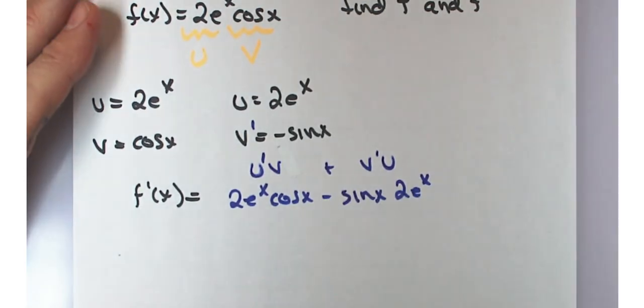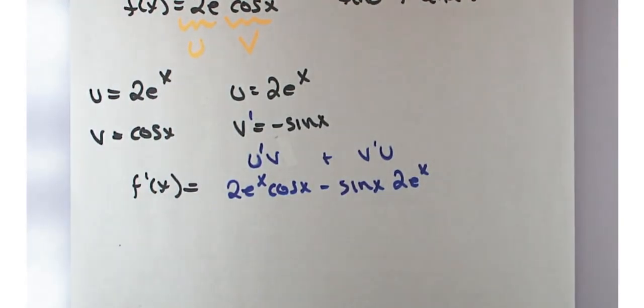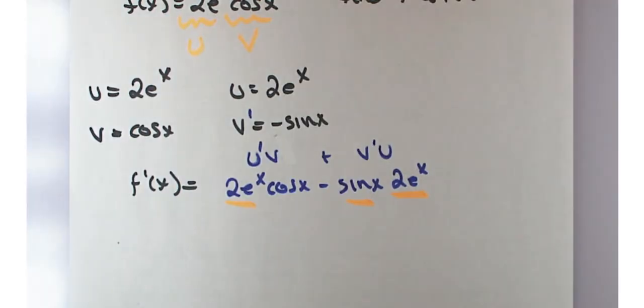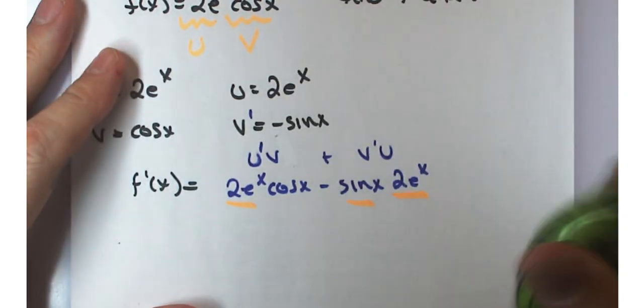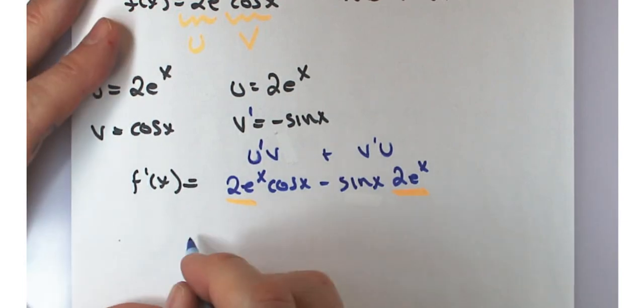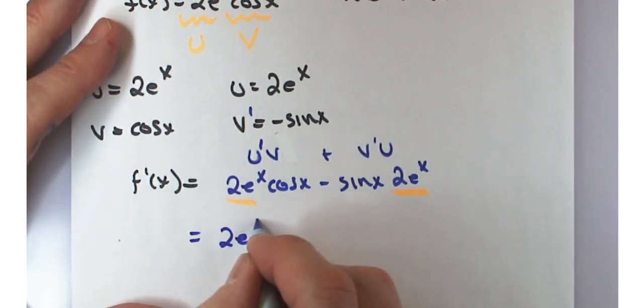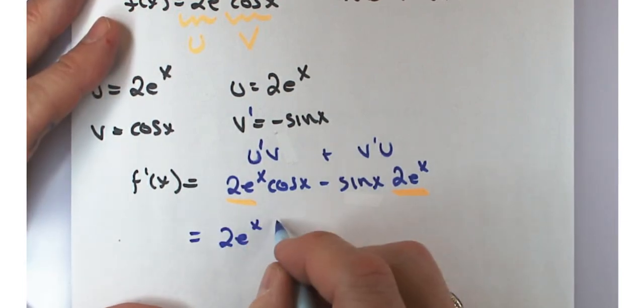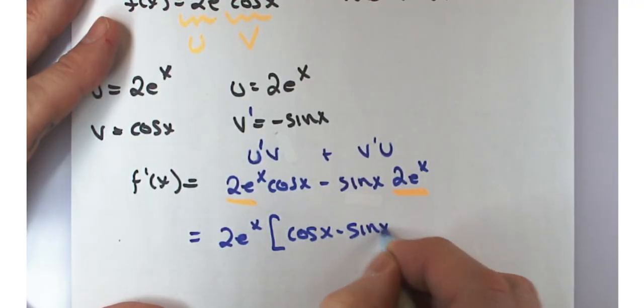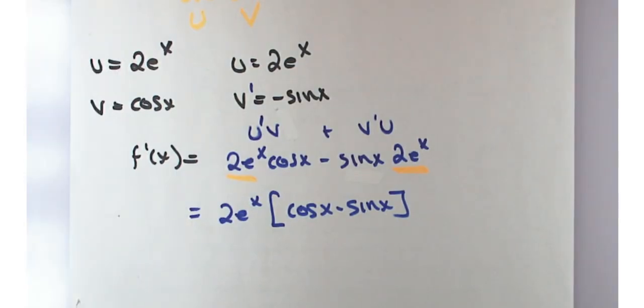Now this has a common factor. These aren't like terms. I can't add them together like the previous one, but it has a common factor. That common factor is 2e to the x. So let me factor that out. If I factor that out, I get 2e to the x times, and I'm just going to use a bracket here, cosine of x minus sine of x. It's just for visual ease rather than anything else.